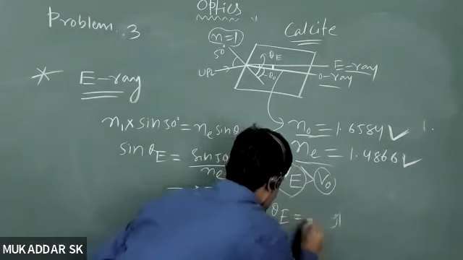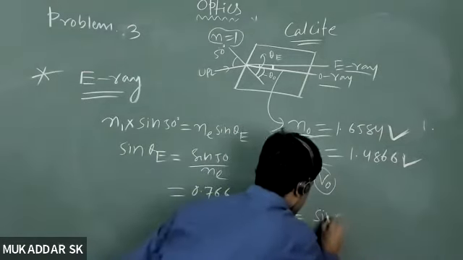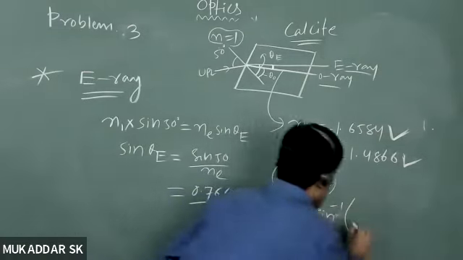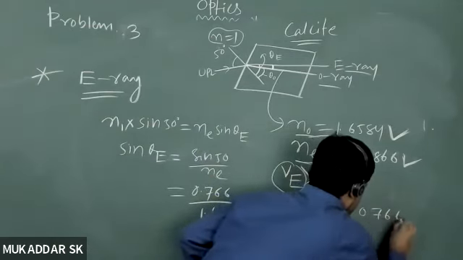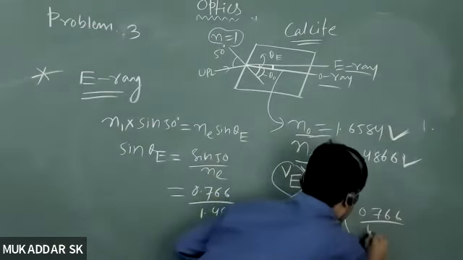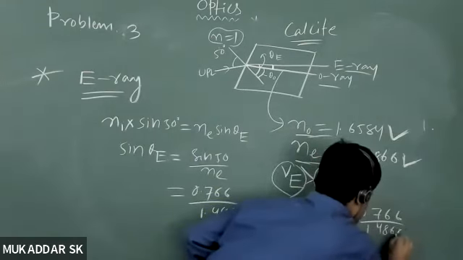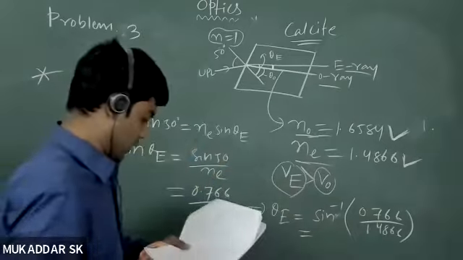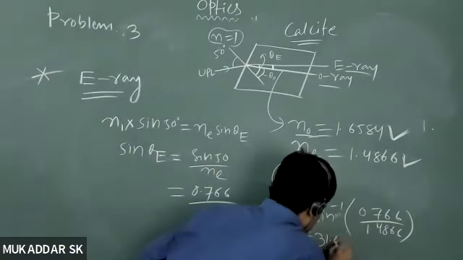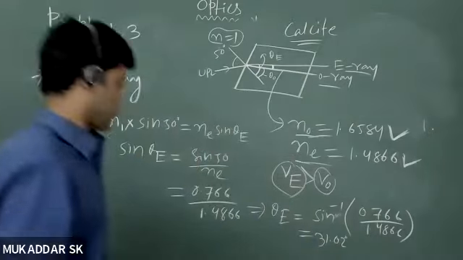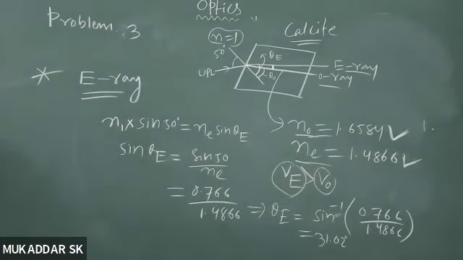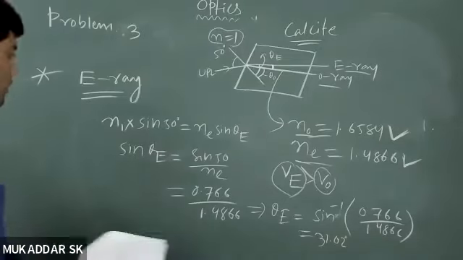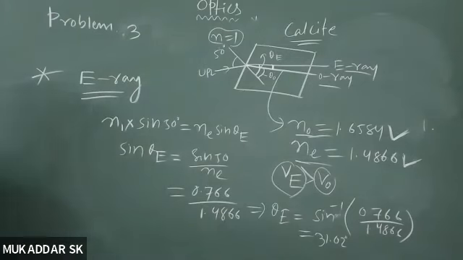Okay, it means theta e will be sine inverse of 0.766 divided by 1.4866. Okay, and if you calculate this value, you will get 31.02 degree. So this is about theta e.